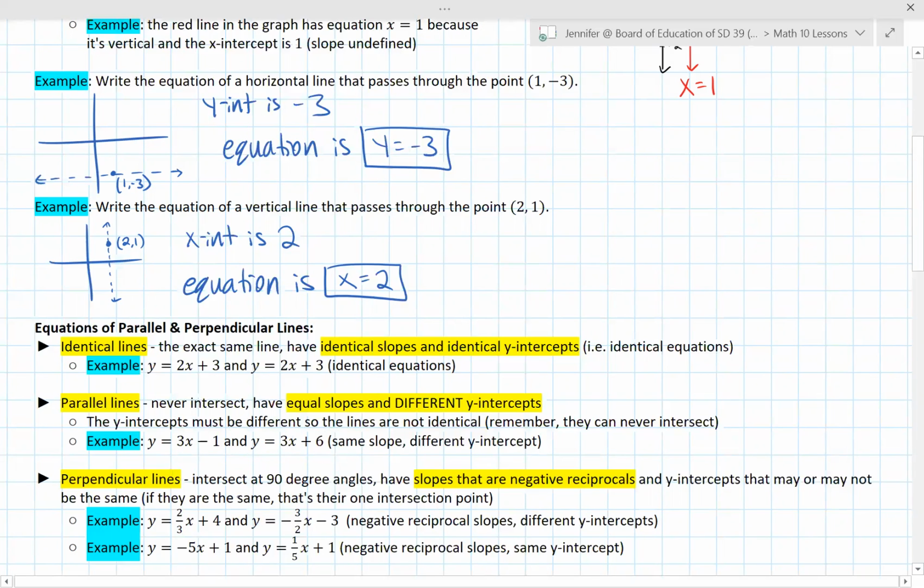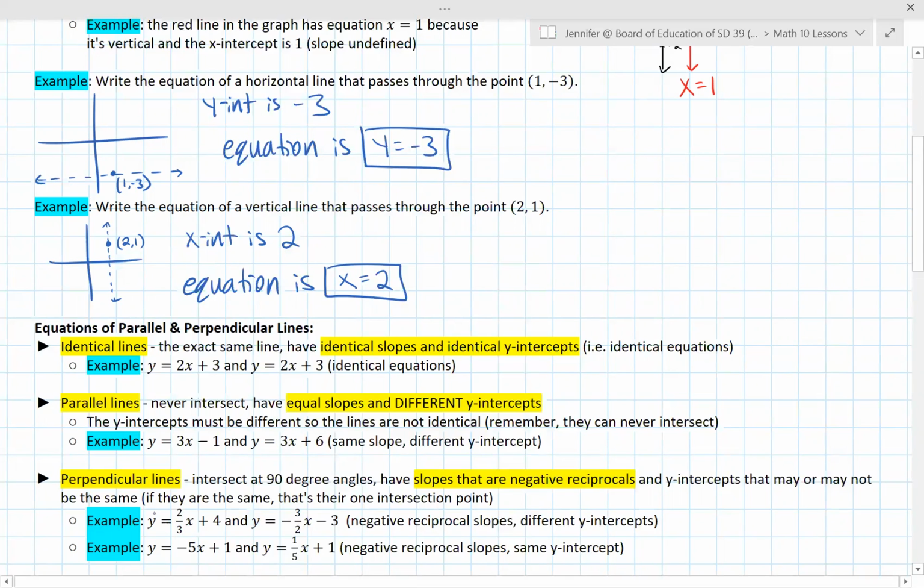For perpendicular lines, we know that the slopes have to be negative reciprocals of each other. But what about the y-intercepts? It's actually pretty flexible. The y-intercepts could be the same or they could not be the same. It doesn't matter. If they are the same, then that is their one intersection point. If the y-intercepts are different, that's okay. They would intersect somewhere else.